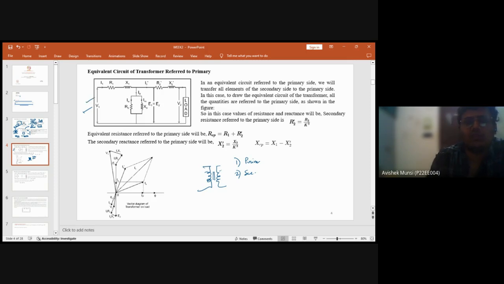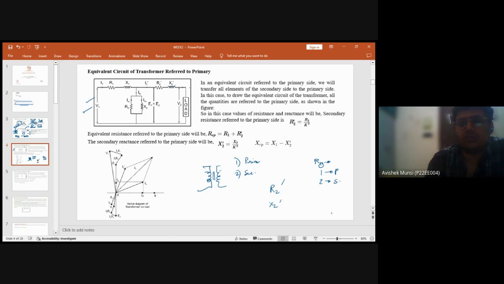Whenever we are referring the secondary resistance, this is R2. Throughout my lecture I'm trying to represent 1 as the primary and 2 as the secondary. So whenever we are referring the secondary resistance and the reactance to the primary side, we just represent it with R2 dash and X2 dash. So what will R2 dash and X2 dash be, right?